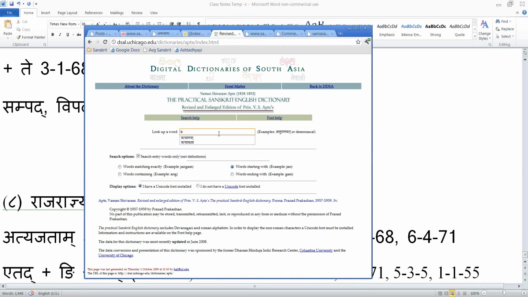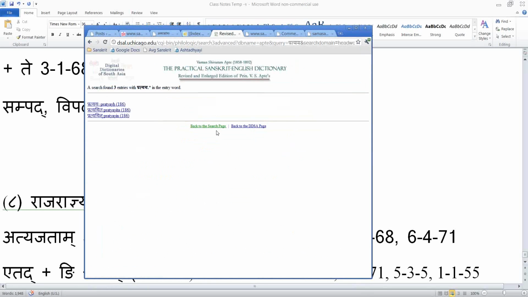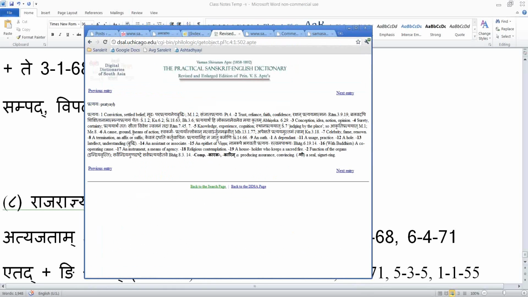So pratyaya is not only used in grammar. Pratyaya also has this meaning of belief, conviction, settled belief, trust, reliance, faith, confidence, conception, surety. What is certainty in this matter? Also knowledge, cognition, cause, ground, means of action, celebrity, fame. I would say, what is the proof in this matter?